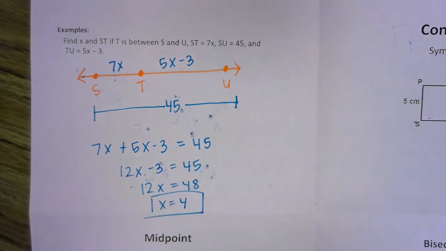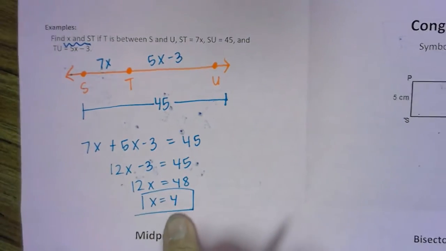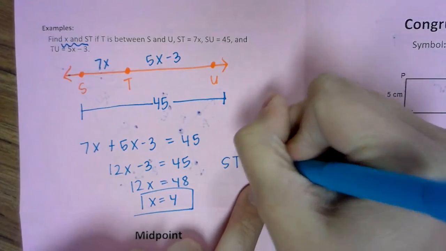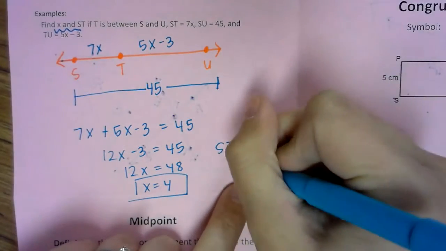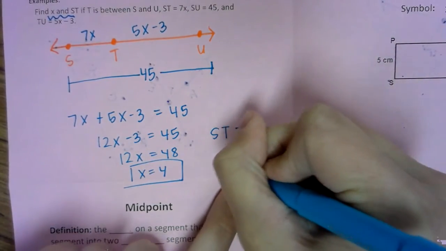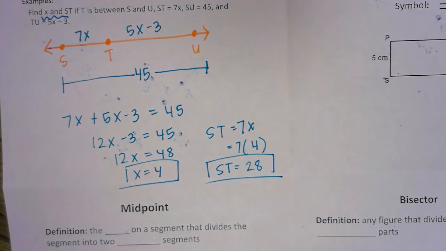All right. Also in geometry, it's super important that you're reading the directions. So I'm going to go back and read the directions of this problem. I want to make sure I actually solved it. It says find x and ST. Super important. I found x, but I need to find ST. I know from reading the problem that ST is equal to 7x. Well, x is 4. So ST, by doing a little substitution, must be 28.